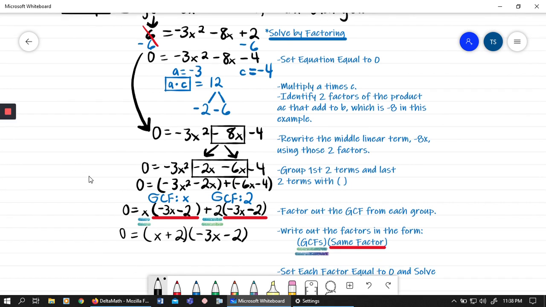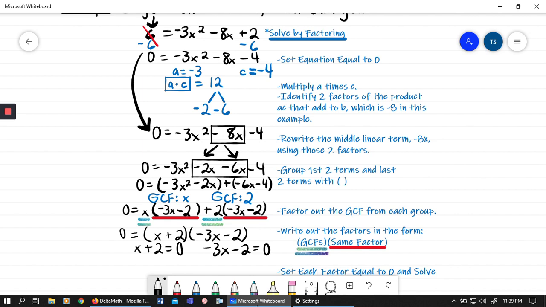Alright, so let's do that. Let's set each factor equal to 0 and solve. So here we're going to have x plus 2 equals 0, and we're going to have negative 3x minus 2 equals 0. And we're going to solve each equation.